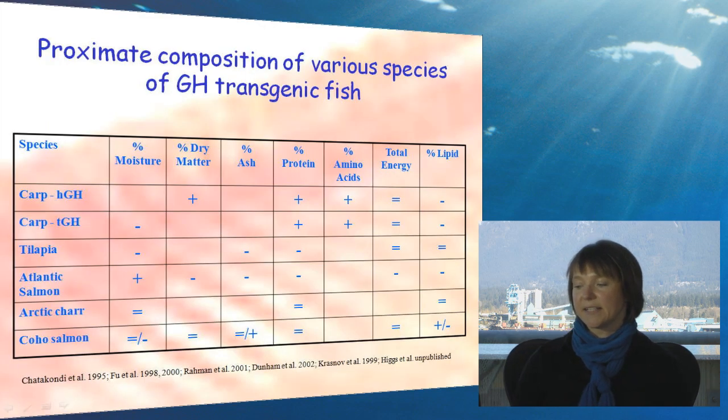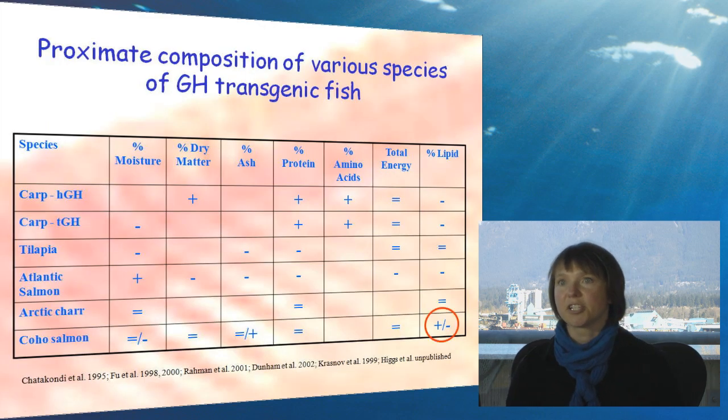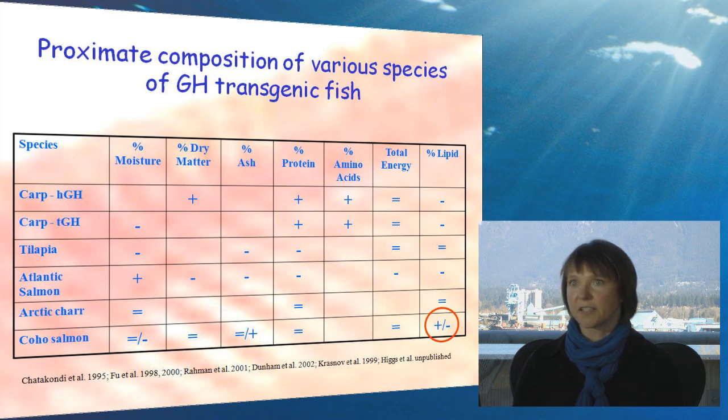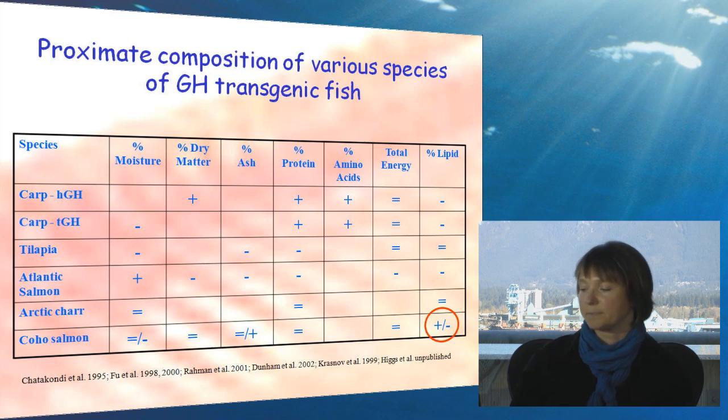There have been some studies done on the proximate composition of the muscle of transgenic versus wild fish. So this is the makeup of the fillet. One difference of interest is in coho salmon, you can end up with either increased or decreased percent lipid in the muscle compared to non-transgenic fish. And this depends solely on how the fish was raised up to sampling. So whether it had a high food diet or low food diet will affect those differences.